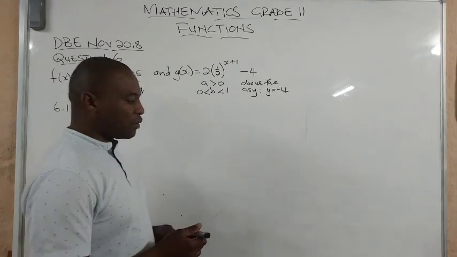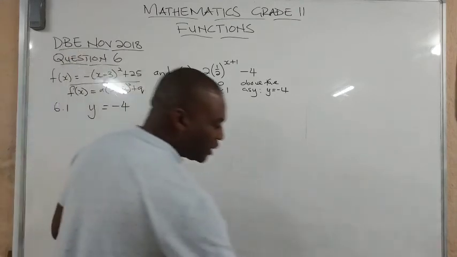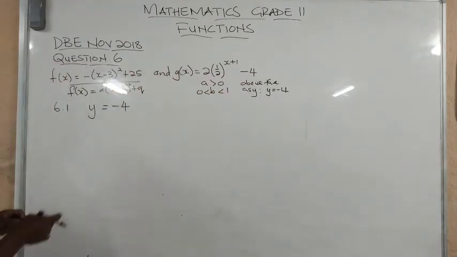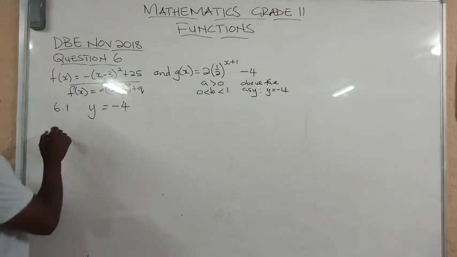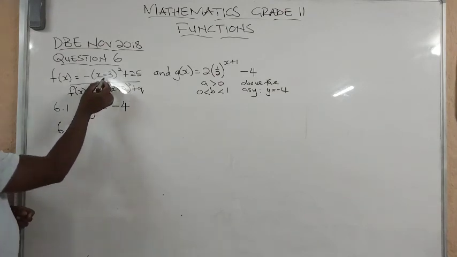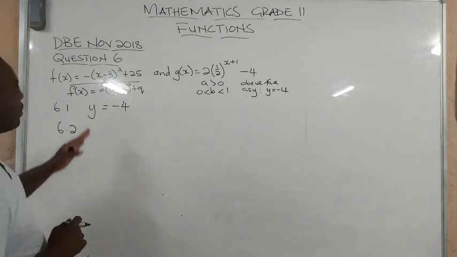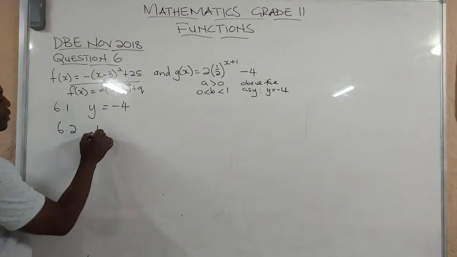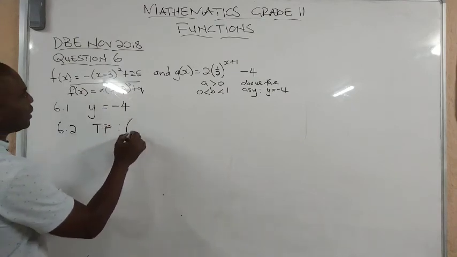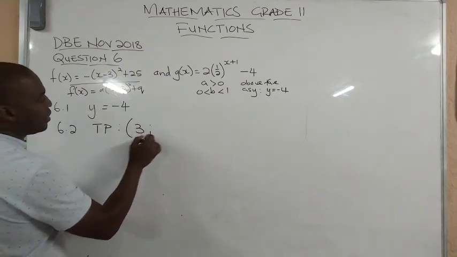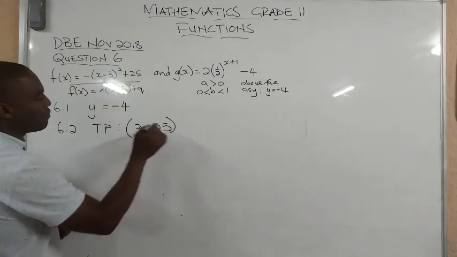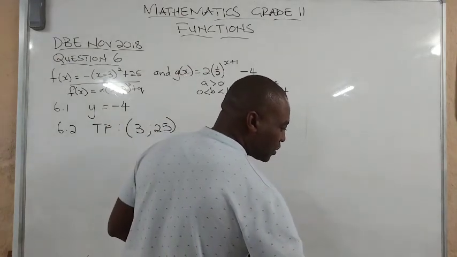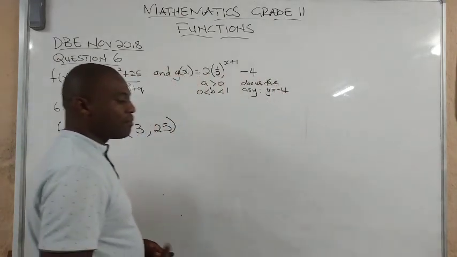6.2, write down the coordinates of d. The coordinates of d, if you check on the question, we are talking about the turning point of f of x. So 6.2, we know that we should be able to read the coordinates of the turning point if we are given the function in this form. So the turning point is simply 3, 25. These are more free marks, just to welcome you into the question.